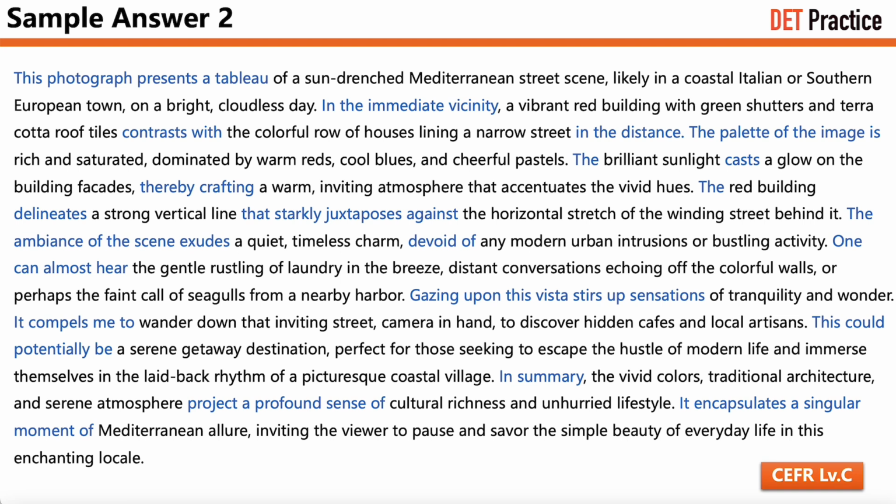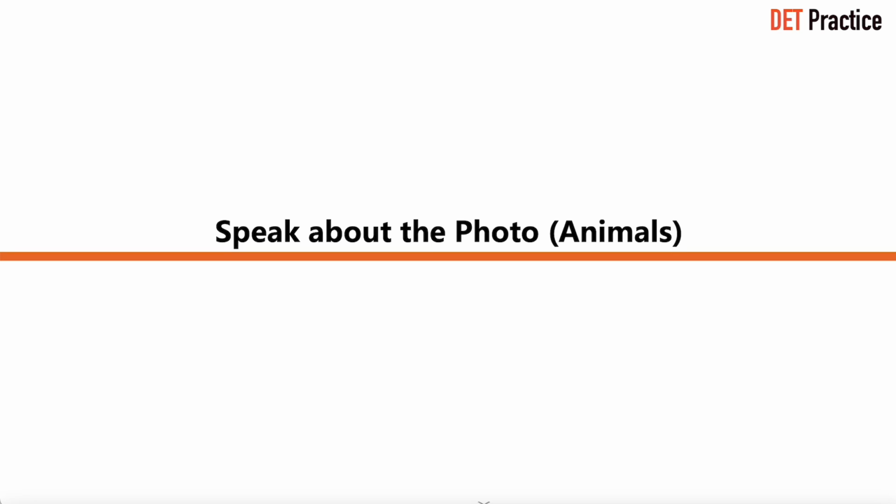The above is our explanation of the scenery and objects category questions in Speak About the Photo. At the end of this lesson, let's explain the animals category questions in Speak About the Photo. First, let's look at the answering steps for animals category questions.